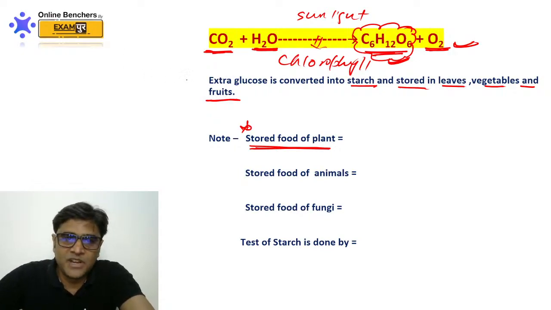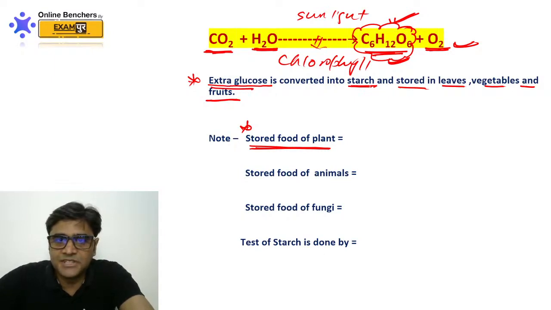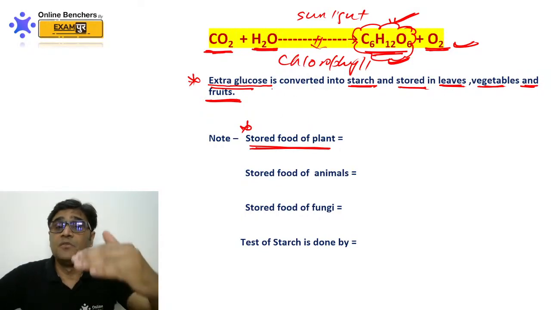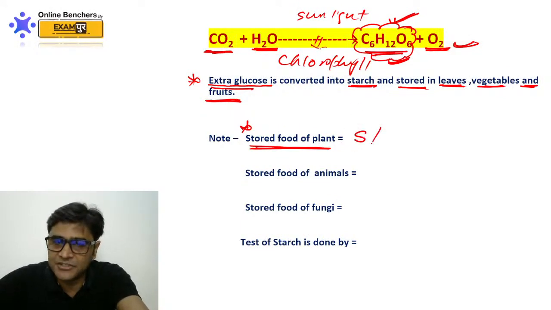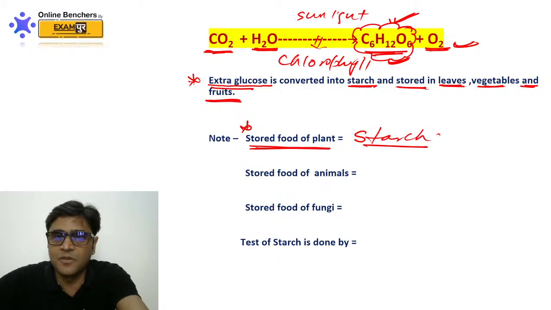So here we have the point, guys. See this point, very important. Plants use this glucose, and extra glucose is converted into starch and stored in leaves, vegetables and fruits. So if the question is what is the stored food of plants, your answer should be starch. Very good. This is the stored food of plant and it is stored in leaves, vegetables and fruits.